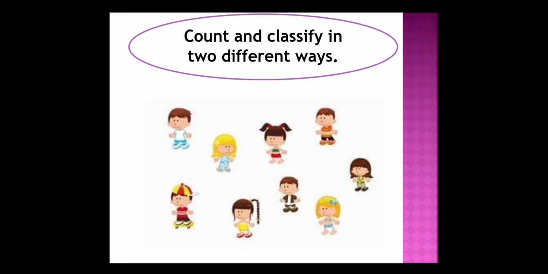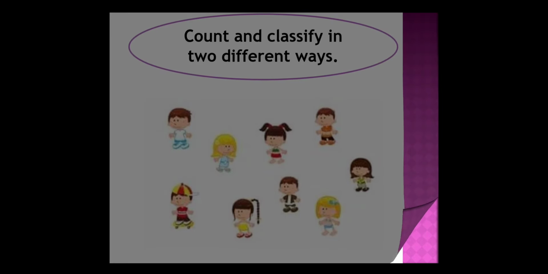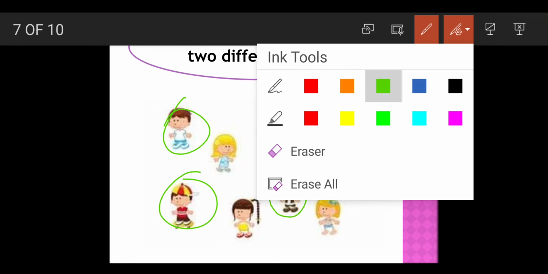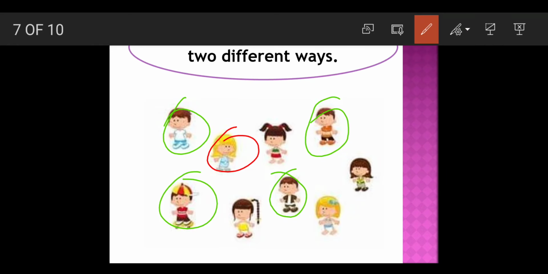Here you have to count and classify in two different ways. Again, we can classify these children into two different ways. Now, what are the two different ways that we can use? Number one, boys and girls. All the boys will be in one group and all the girls will be in another group. Right? So there will be two groups based on their gender, boys and girls.